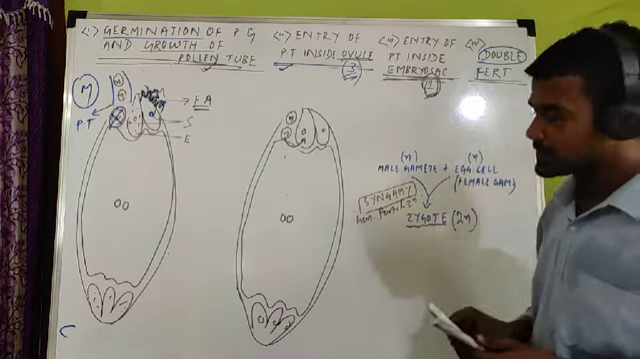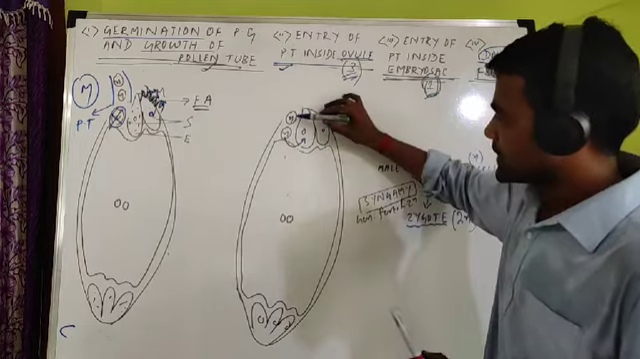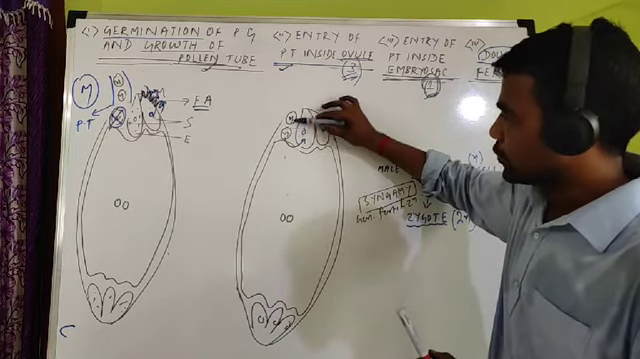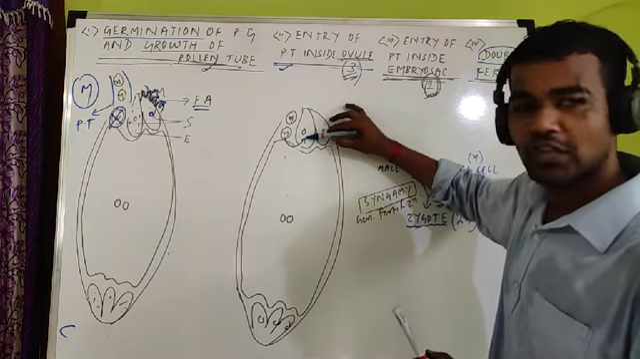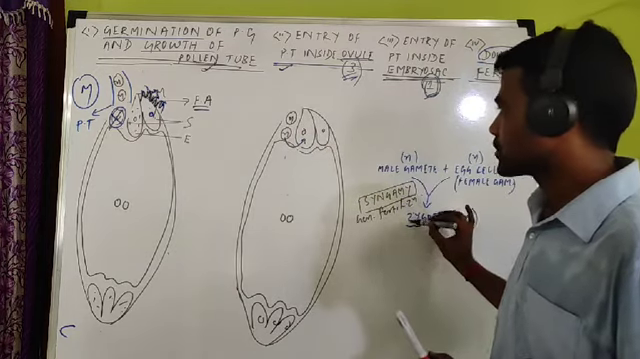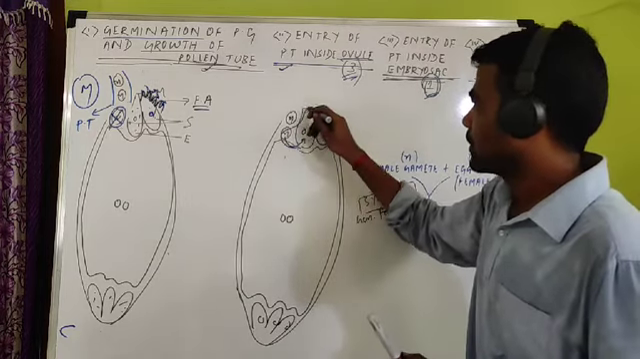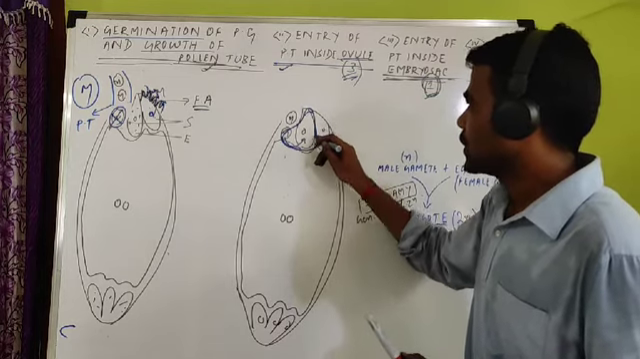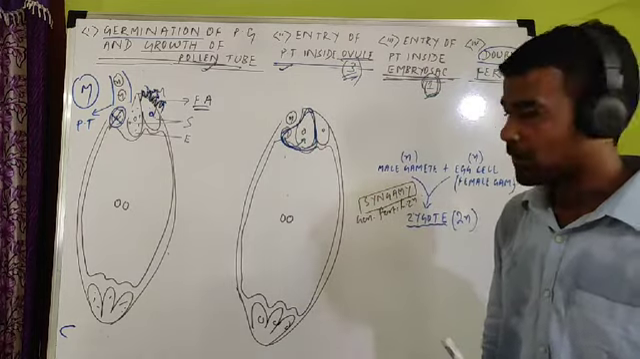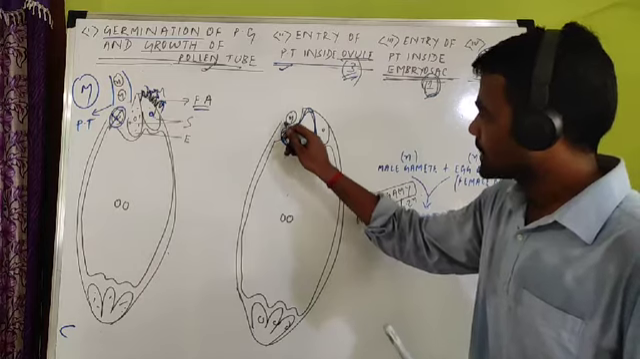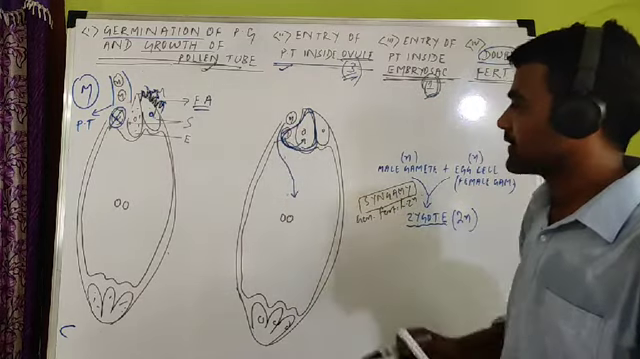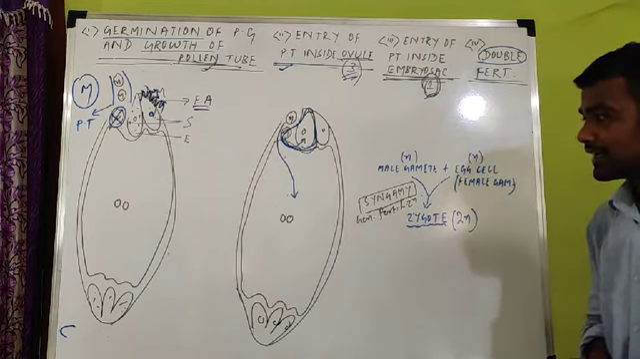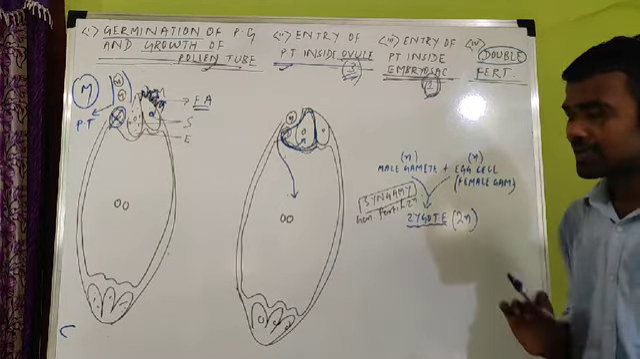But what happens? Out of 2 male gametes, you can see here, 2 male gametes are present. Out of 2 male gametes, 1 male gamete already fused with the egg and formed one zygote. So that's why zygote is formed. But another male gamete now moves towards the nucleus of the central cell.